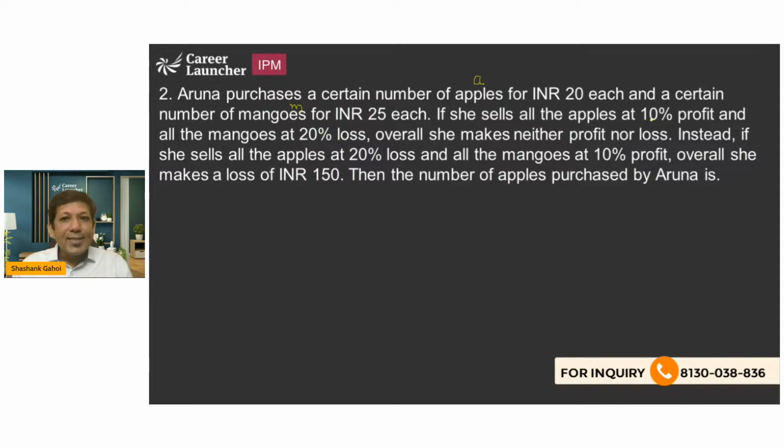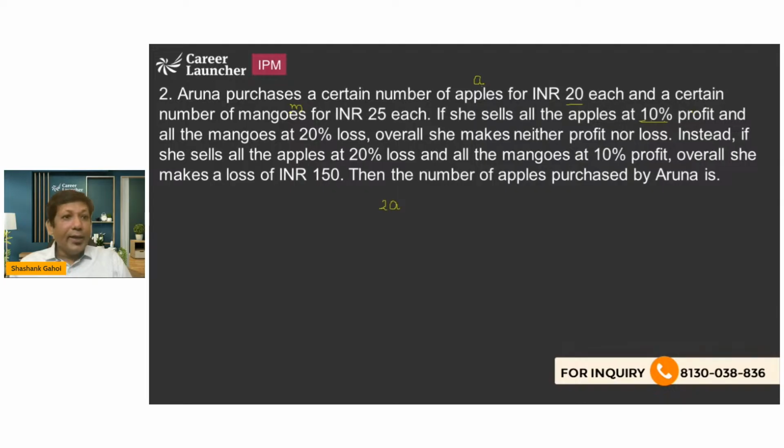Now she sells apples at 10% profit. Okay, so the price is 20, 10% profit is 2 rupees. So basically, what is the total profit she is going to generate? That is going to be 2 into A, because number of apples are A. So total profit becomes 2A.